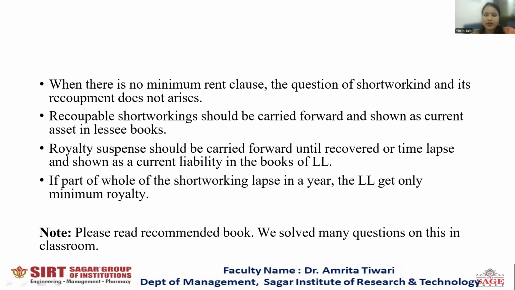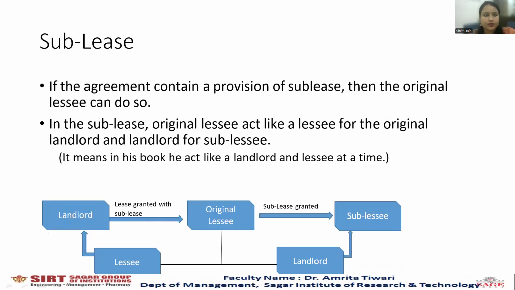When there is no minimum rent, the question of short working and recoupment does not arise. Recoupable short working should be carried forward and shown as a current asset in the lessee's books. Royalty suspense should be carried forward until recovered or the time lapses, and shown as a current liability in the books of the lessor. If a part or whole of the short working lapses in the year, the lessor gets only the minimum royalty. Please solve the related problems in your books.